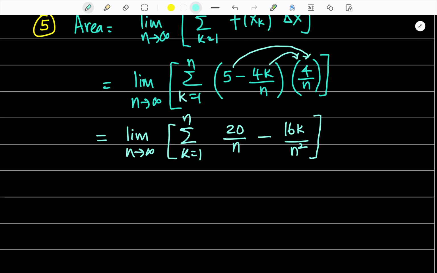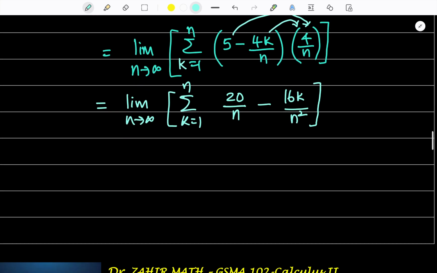Okay, right. Sorry. So 20 divided by n minus 16k divided by n square. Right. So this equals limit n tends to infinity. What is the next step we are going to do? We are going to take this sigma slowly inside. Sigma runs for what? K. Is there any k here? No k. Is there any k over here?